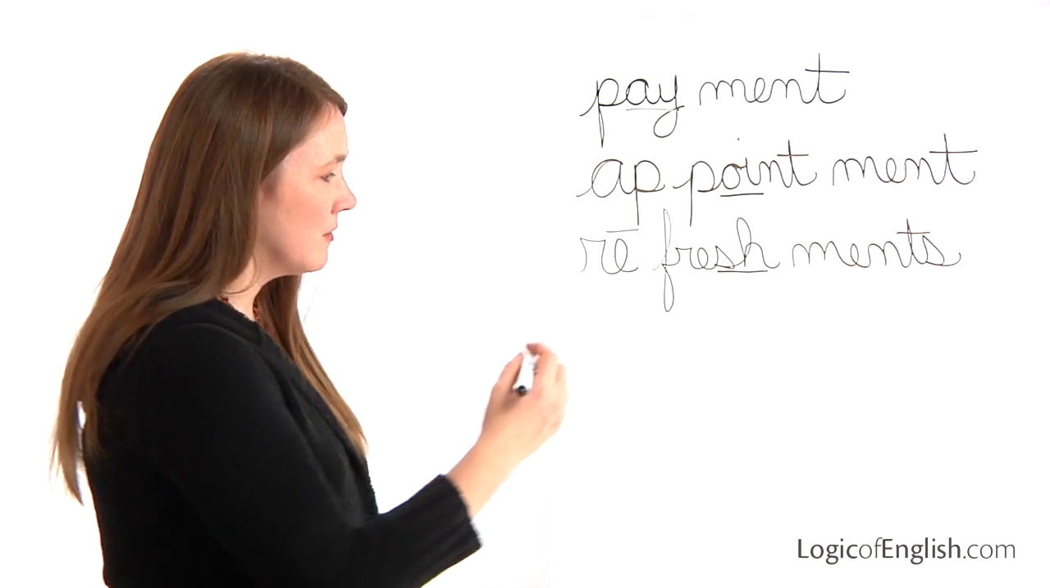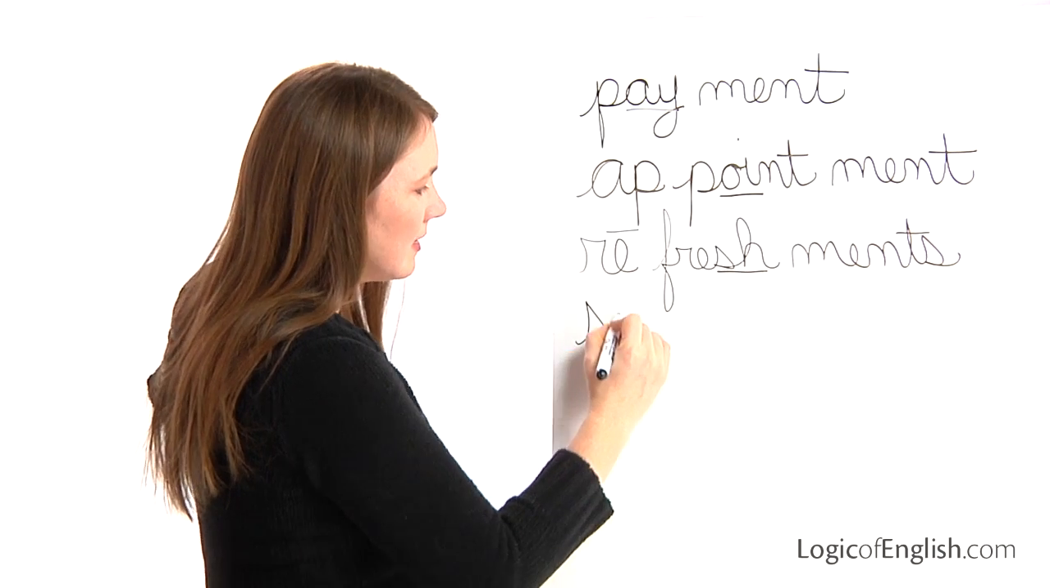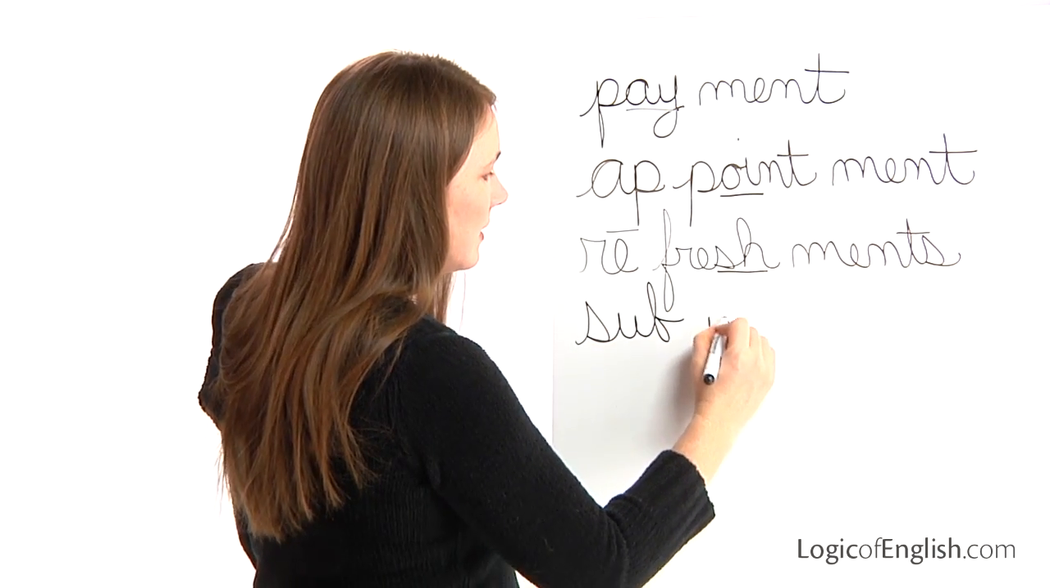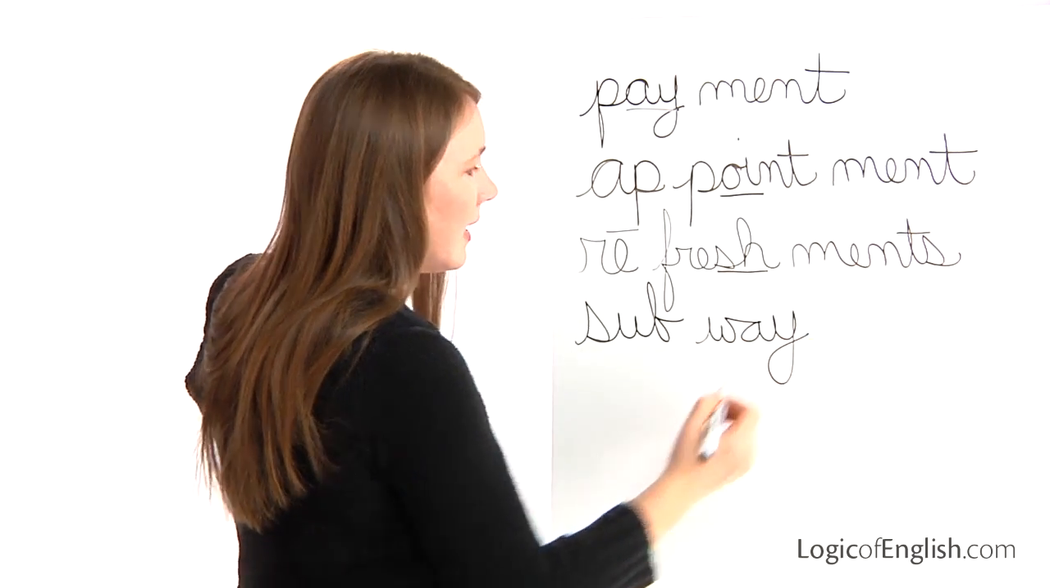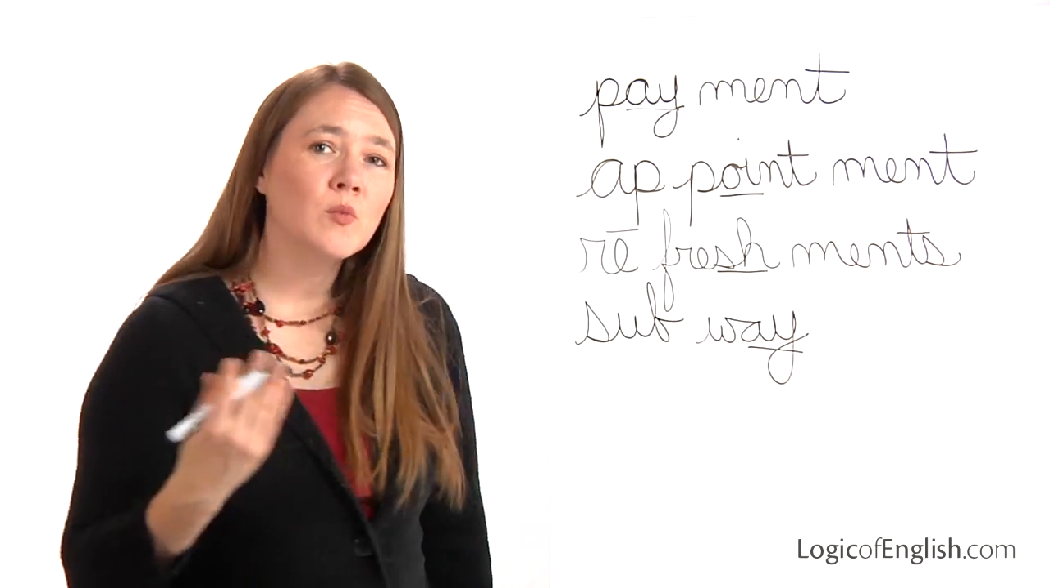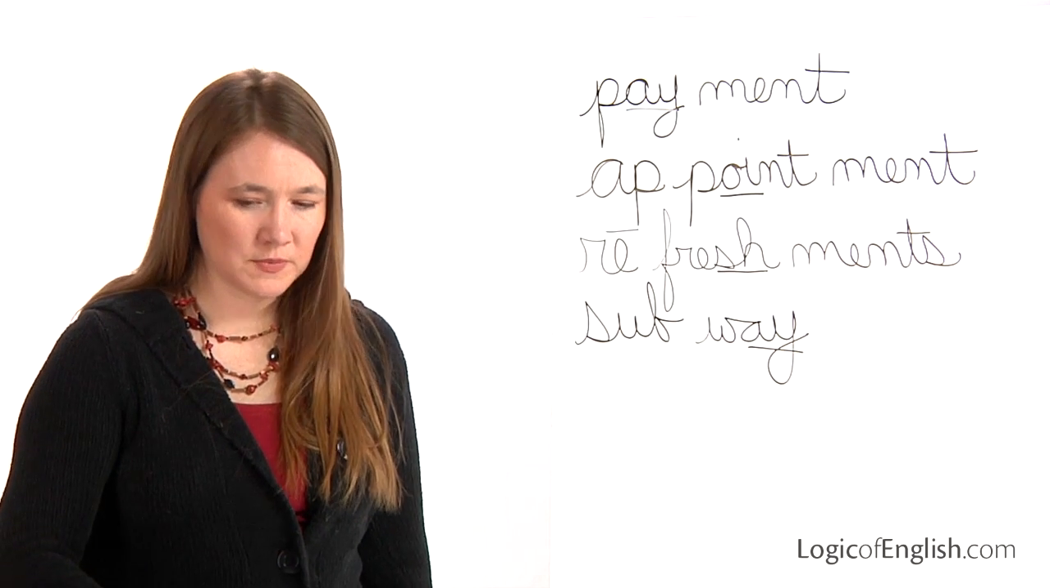And now help me to write it. The first syllable is sub, s, a, b. The second syllable is way, w, a. And how will we mark it? We'll underline the A. Once again, watch for a pattern with these words.